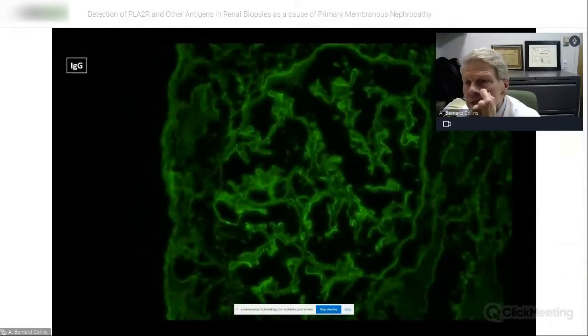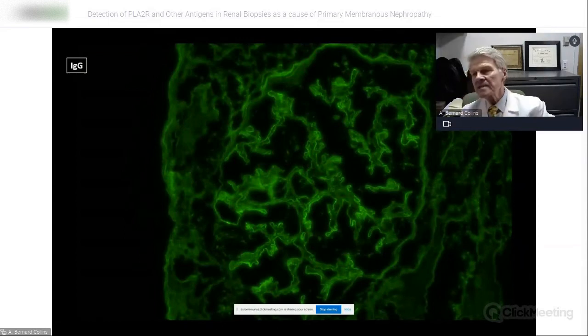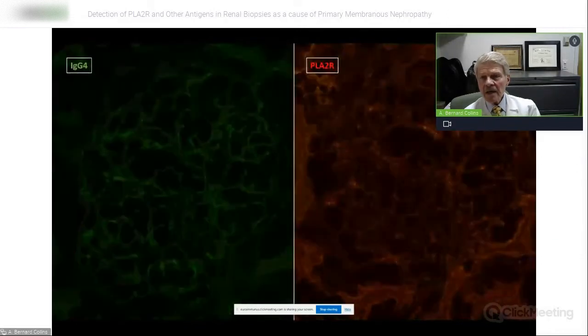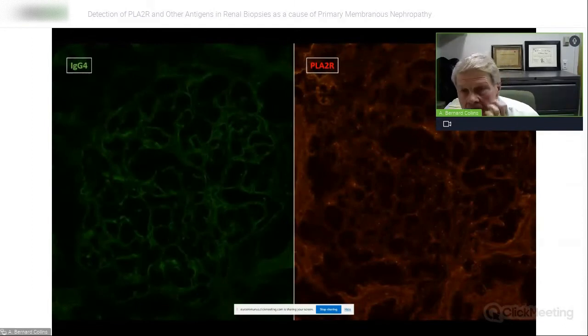So we repeated the IgG in order to do co-localization with PLA2R. We knew that the PLA2R serologically was negative, but as I've reported in earlier studies, we showed that you can have a negative PLA2R and still have PLA2R in the immune deposits. So we stained for IgG, and then we stained for IgG4. And we did co-localization. Now, what do you see here?